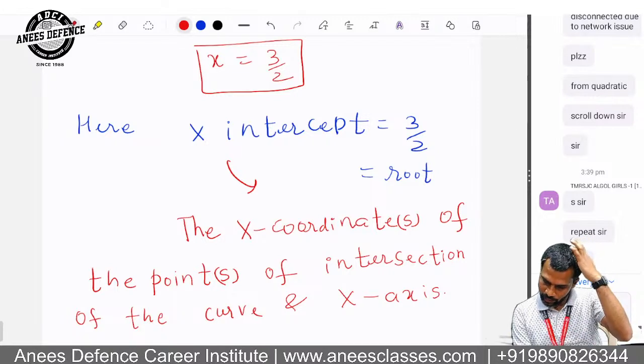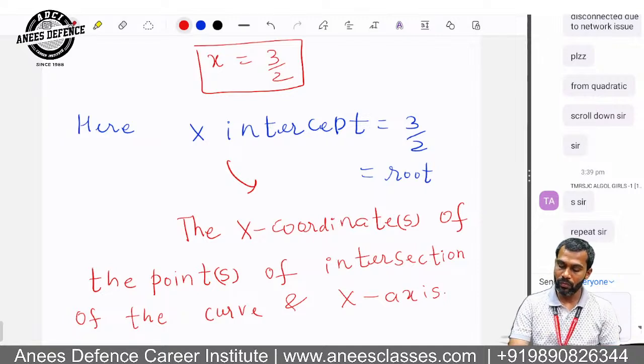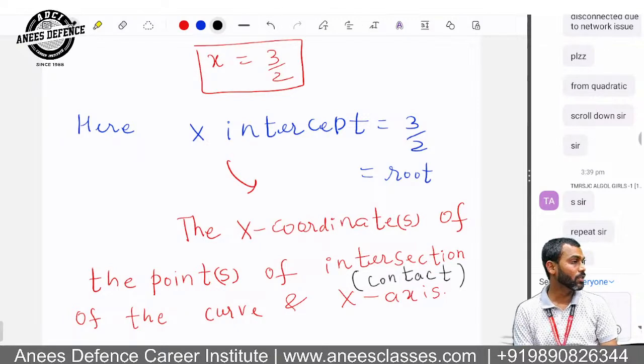Or in fact, we are not sure about every time. I mean, we cannot say intersection. It may touch also. Yes or no? So in bracket you can write point of intersection, or what we can say, point of contact. That may be the right word. Yes or no? Point of contact. Yes or no? Is there any doubt?